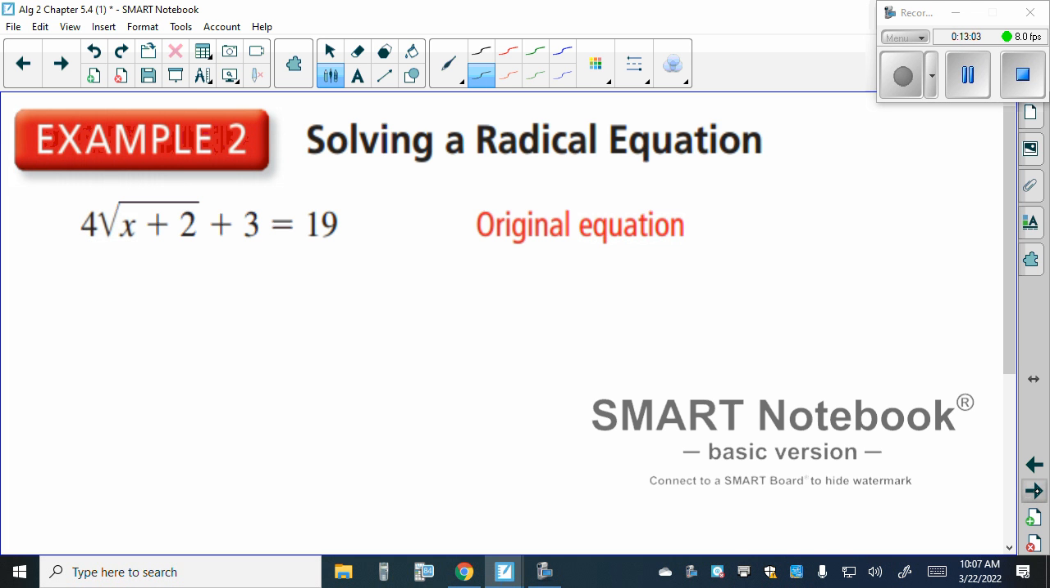Now looking at this here, the first step is to get the radical by itself. Well, as we see this here, the radical is not by itself. So what do we need to do first?